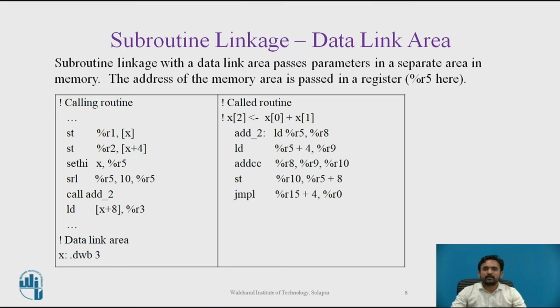An alternative approach to loading the address of x into register 5, R5, would be to use a storage location for the address of x and then simply apply the ld instruction to load it. The routine loads the locations R5 and R5 plus 4 and places its result in the data link area at location R5 plus 8 before returning. By using a data link area, arbitrarily large blocks of data can be passed between routines without copying more than a single register during subroutine linkage.